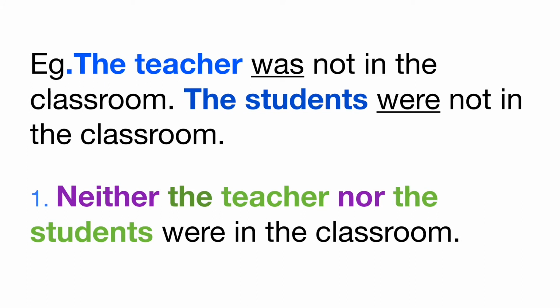Look at both these given sentences. The teacher was not in the classroom. The students were not in the classroom. Students, notice that both of these sentences are negative. So to join these sentences, we'll use the conjunction neither nor. We'll add neither nor before these two subjects, starting with: Neither the teacher nor the students were in the classroom. So not is replaced by neither nor.